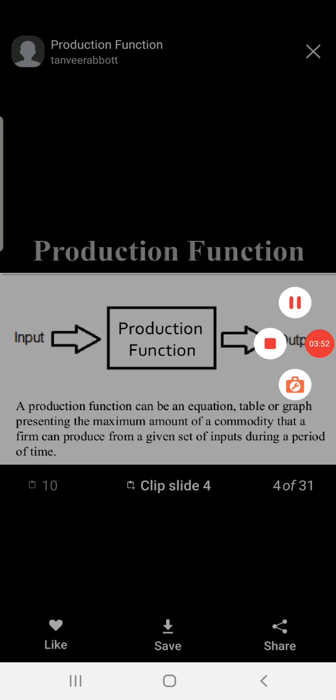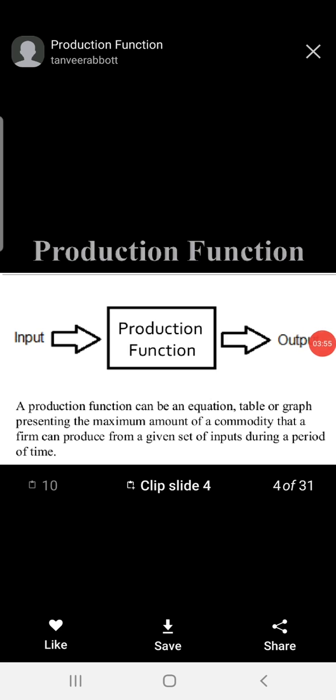Now the main content or the main concept of your syllabus is the production function. What do you mean by production function? It is the functional relationship between input and output. When you are converting input into output, the relationship between them is nothing but the production function. It is just an equation or a graph which represents the maximum output that can be produced with the given input. With the available input, how much output you are producing, that relationship between input and output is called production function.